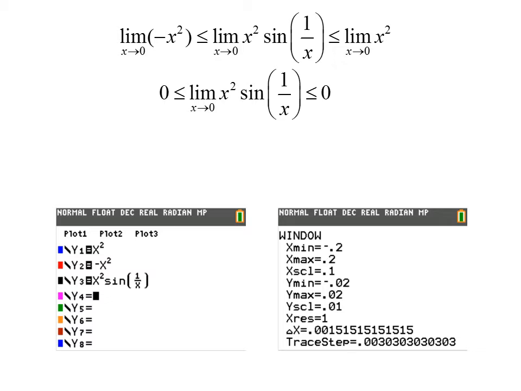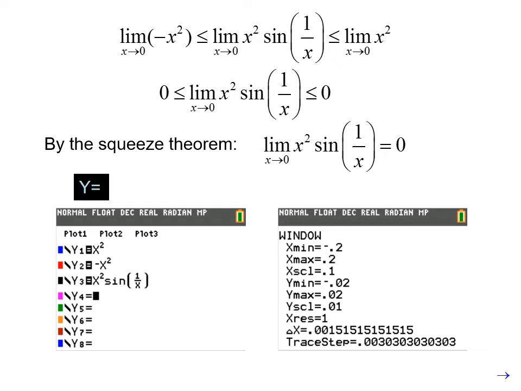So that's what I mean when I say the bottom and the top, in this case the negative x squared and the positive x squared, have to go to the same value. And in this case, that's 0. So by the squeeze theorem, that means that the limit as x approaches 0 of x squared times the sine of 1 over x has to also equal 0. So take a moment and get out your graphing calculator. I want you to enter these three functions.